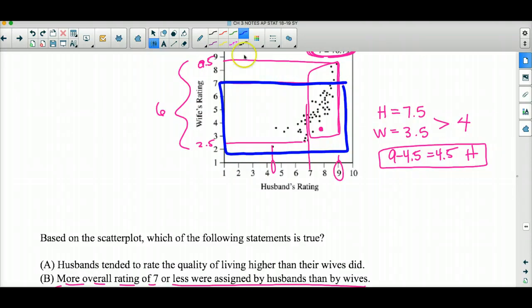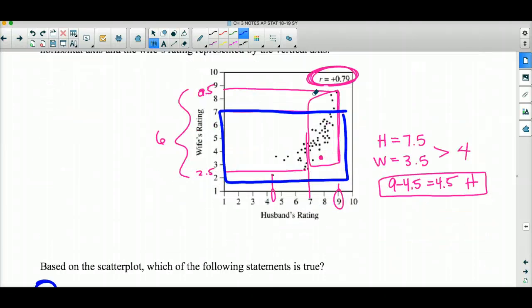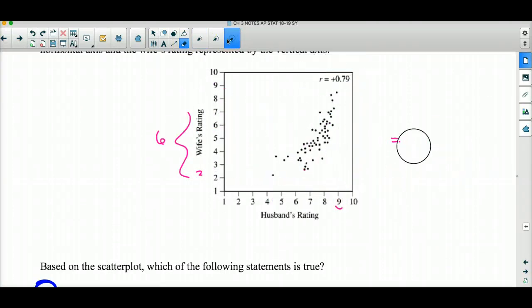So your answer was A. The husbands tend to rate the quality of lives better than the women. Because the husbands gave higher ratings and the women gave lower ratings. All right.